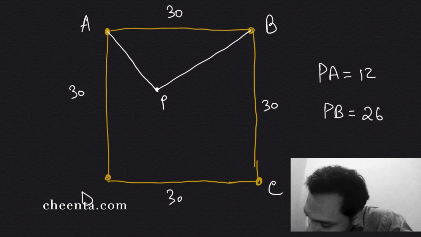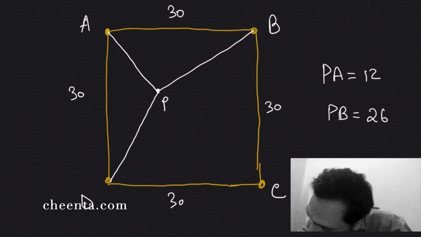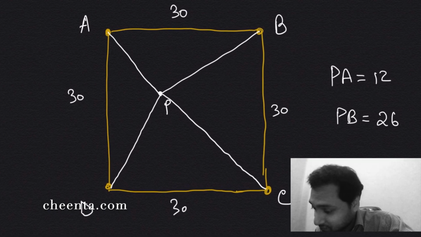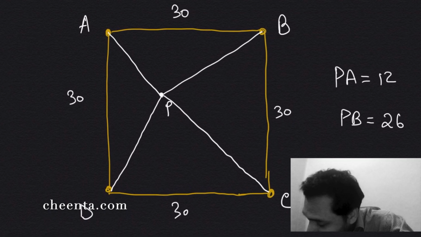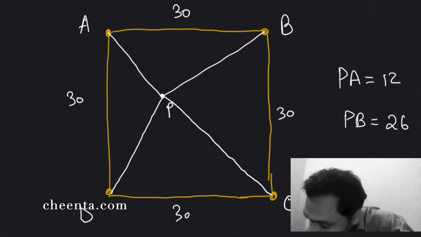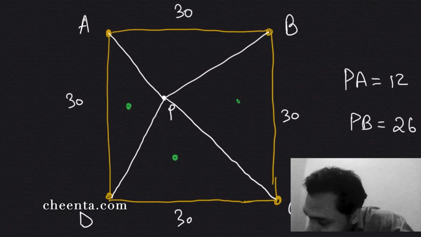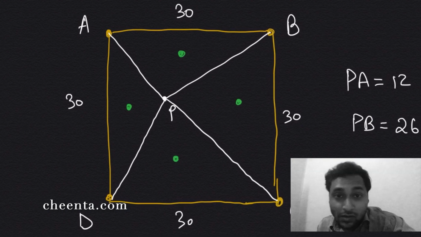What we do next is we join the point P with the vertices of the square. We mark the centroids of each of these triangles. So there are 4 triangles, so there will be 4 centroids.